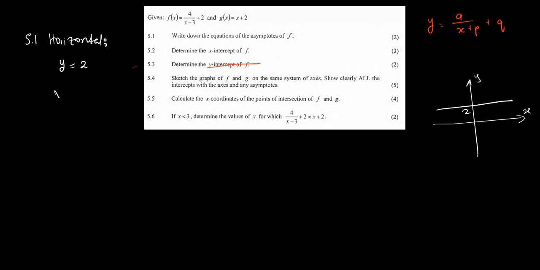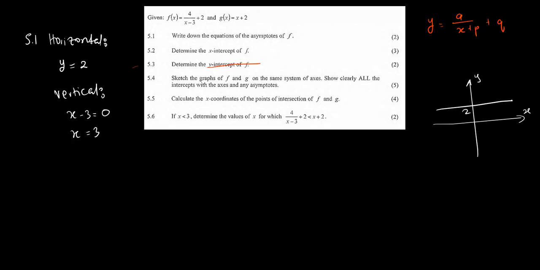Then let's talk about the vertical asymptote. For the vertical, you check the value of p. So you want to check this. Your denominator there is x minus 3. So for a vertical asymptote, you just equate the denominator to 0. Equate whatever is the denominator to 0 and solve for x. That becomes a vertical asymptote. I hope that is clear.